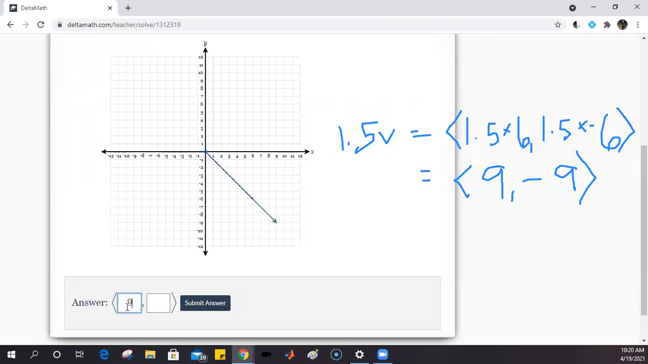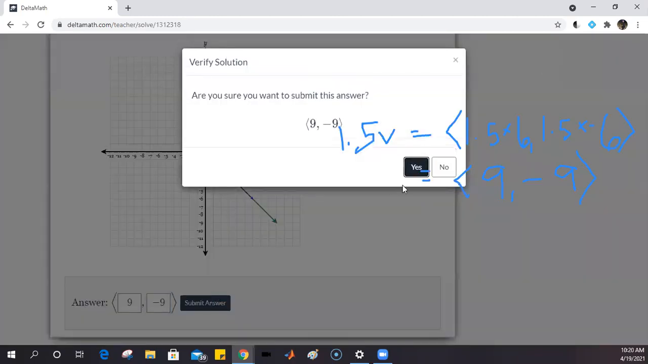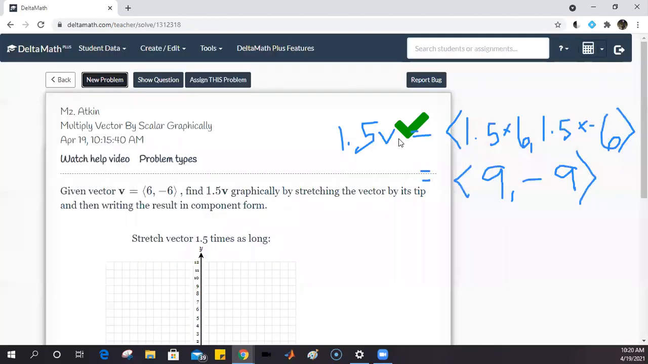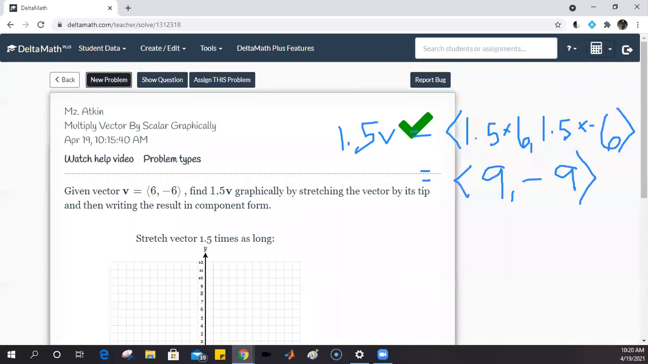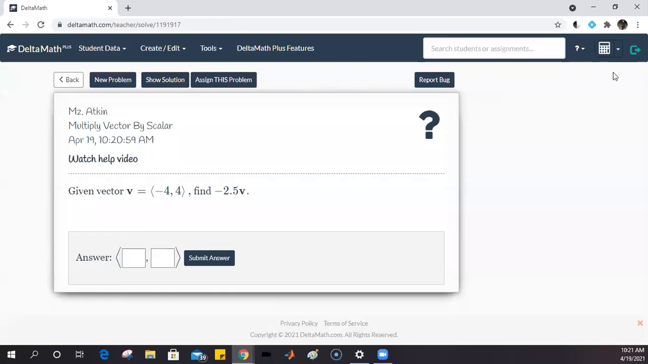So we put our answer at 9, -9, press submit, and the math tells us, are you sure? We'll be like, yes. Why? Because we're geniuses. Ta-da!